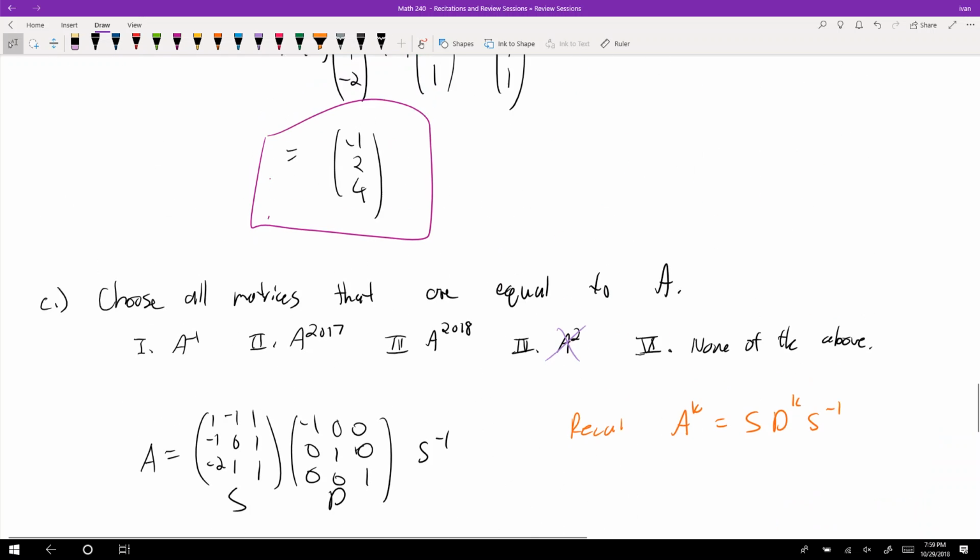Therefore we can go back up here and we just choose everything with an odd power. So 1 and 2. And then after we choose those, we're done. Any questions?